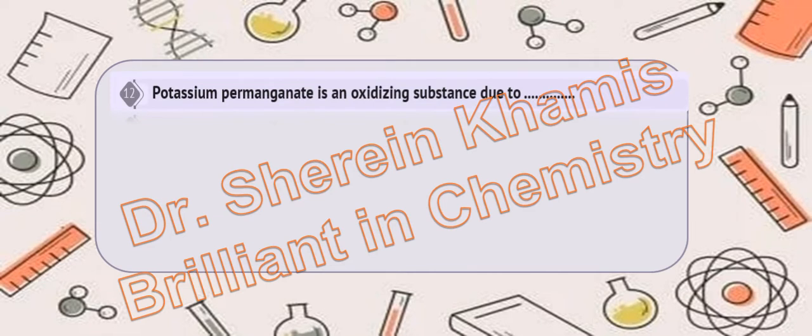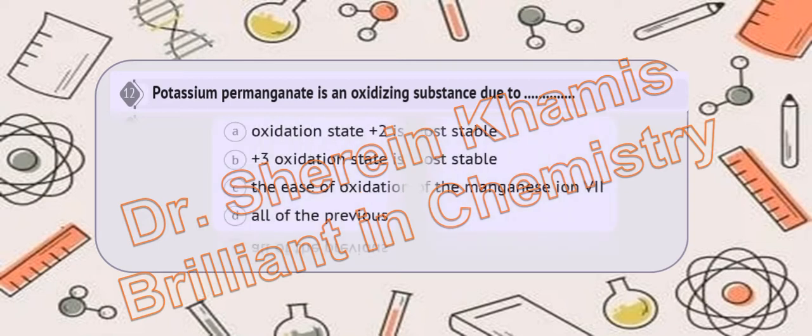Question 12 says that potassium permanganate is an oxidizing substance, due to what? We have our choices here: its +2 oxidation state is more stable, its +3 oxidation state is more stable, the ease of reduction of the manganese ion when it is in group 7, or all of the previous. What do you think is the right answer here?